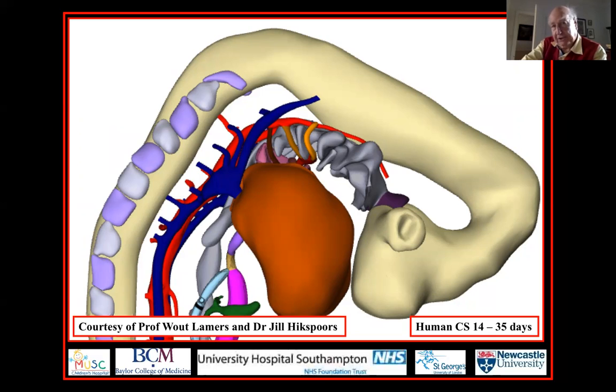So here I'm showing you a reconstruction of the right side of a human embryo at Carnegie stage 14. And you will see this is 35 days, more or less, of development. So about 5 weeks of development. And one of the beauties of these reconstructions made by Wout and Jill is that you can take them apart and you can put them back together because they are interactive 3D reconstructions. So I'm showing you the reconstruction from the right side.